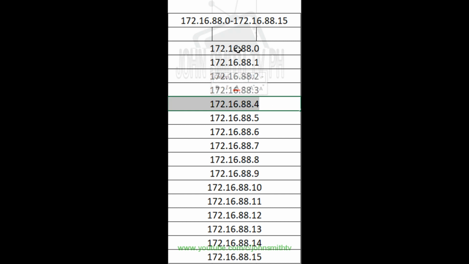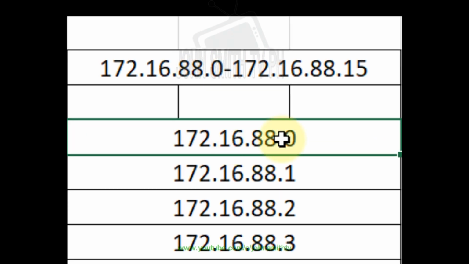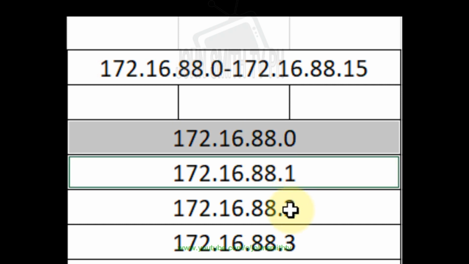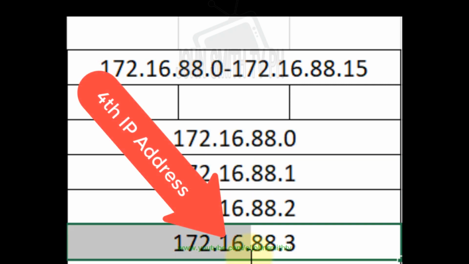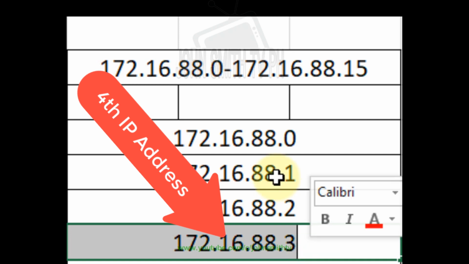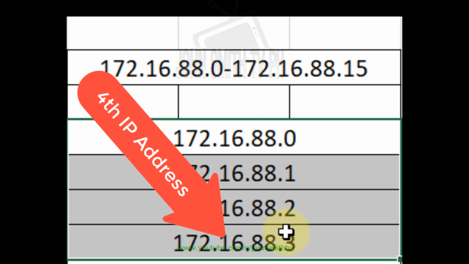So tignan natin, isa-isahin natin para hindi tayo malito. So this is the first IP address sa network natin. This IP address is a network ID. Pero take note, ito ay still IP address. So counted siya. Kaya lang hindi siya usable kanina, kaya hindi natin siya binibilang. So this is still counted. So 1, 2, 3, 4. So ang sagot ay 172.16.88.3. Kung ang hinahanap is what is the fourth IP address in our network.